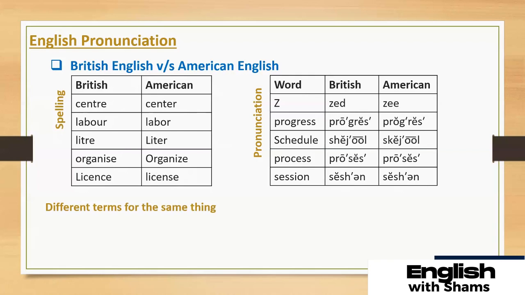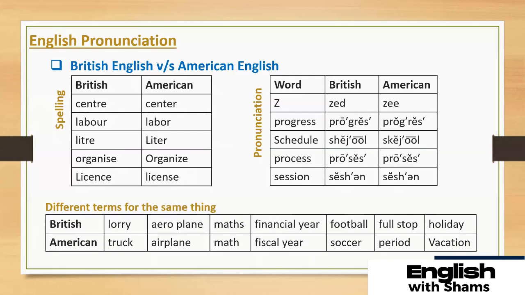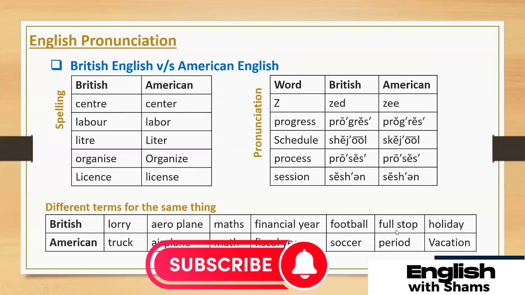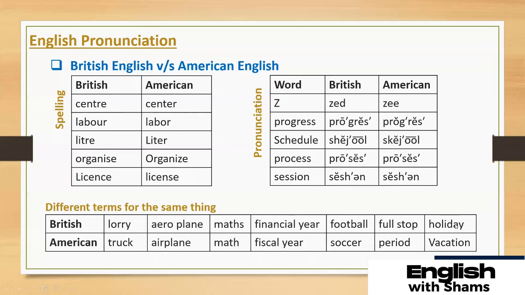Different terms for the same thing. Here in British, it is called lorry. In America, it is truck. In British, it is aeroplane. Here in America, airplane. In British, it is maths. Here it is math. Financial year, fiscal year. Football, soccer. In British, that sport is called football. And here in America, soccer. Full stop in British, period in America. Holiday in British, vacation in America.